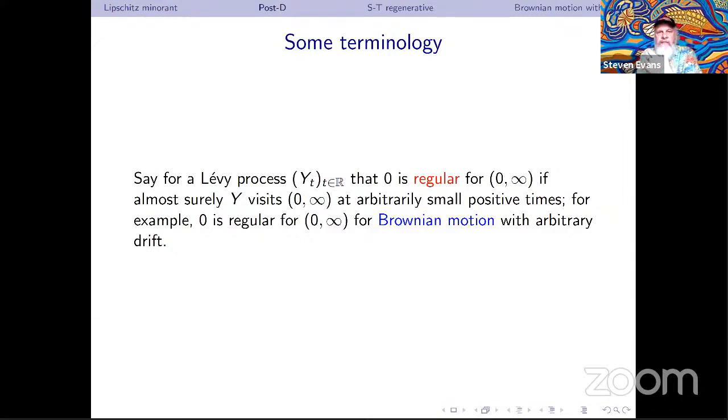And reminding you of another bit of terminology that you probably know: we say that zero is regular for (0, ∞) for a Lévy process Y if Y immediately goes into the interval (0, ∞) for arbitrarily small positive times. So for example, 0 is regular for (0, ∞) for Brownian motion with arbitrary drift, no matter what the drift is.